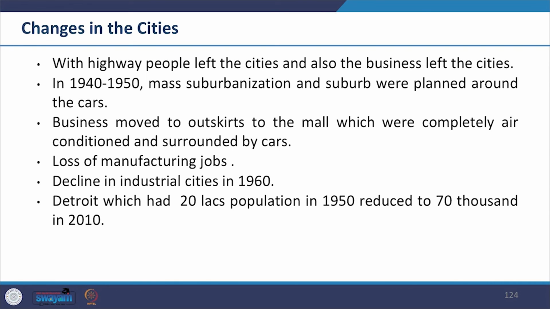We further see loss of manufacturing jobs. There was decline in the industrial cities in 1960. One of the very well-known examples is Detroit, which had 20 lakh population in 1950, which reduced to 70,000 in 2010. We also see the concept of the airport city. In Atlanta, we also see Sun City in the Sunbelt, Atlanta, which was considered the world's busiest airport city at the time. In 1968, we see riots because of structural racism, a declining urban economy, and feelings of alienation. We also see the assassinations of Martin Luther King and John Kennedy in this time. So there were riots, and then the urban decline was happening. There was social unrest.